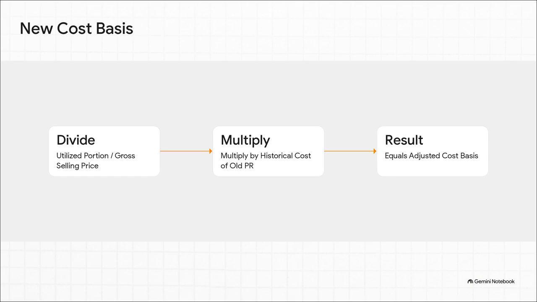If you only partially utilize the proceeds, your new home's tax basis actually changes. You use a similar fraction. Take the utilized portion, divide it by the gross selling price, but this time, multiply it by the historical cost of your old residence. This neatly carries your old cost basis over to your new home, mathematically adjusted for the fact that you didn't reinvest everything.